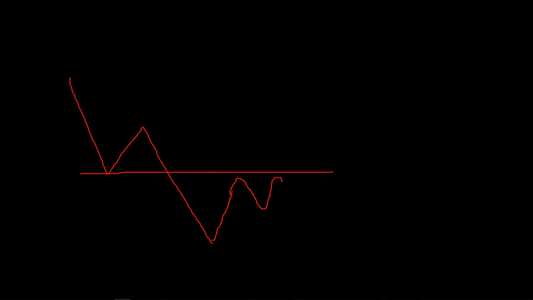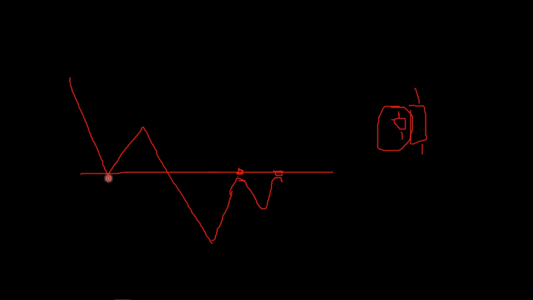Double top. So it peaked here at the price level that we're looking to pull back into, and pulled back into that level to form a double top. Then at this second top, you're looking for that bearish engulfing candle, which engulfs the previous candle.